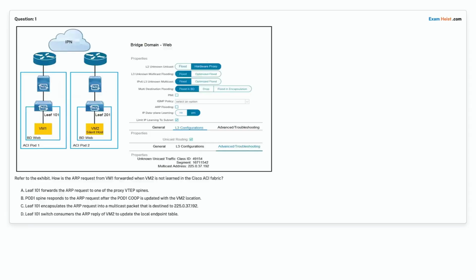Option C. Leaf 101 encapsulates the ARP request into a multicast packet that is destined to 225.37.192. Option D. Leaf 101 switch consumes the ARP reply of VM2 to update the local endpoint table. Choose the correct answer. Correct answer is Option A. Leaf 101 forwards the ARP request to one of the proxy VTEP spines.